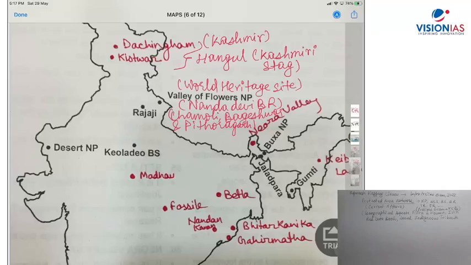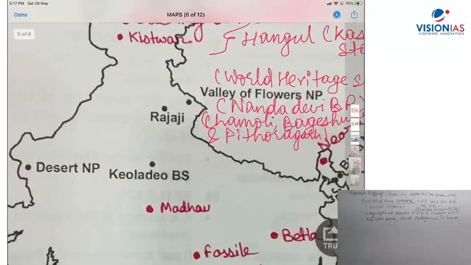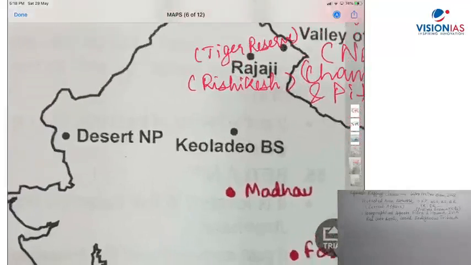Then Rajaji, here Rajaji is in the part of Rishikesh, Haldwani and part of Uttarakhand. And Rajaji is now a tiger reserve. It has been declared a tiger reserve. The name Rajaji has come from C. Rajagopalachari, who was the first Indian Governor General of India. Then again you can see here Desert National Park.